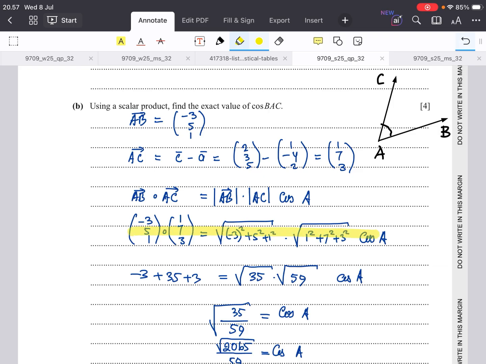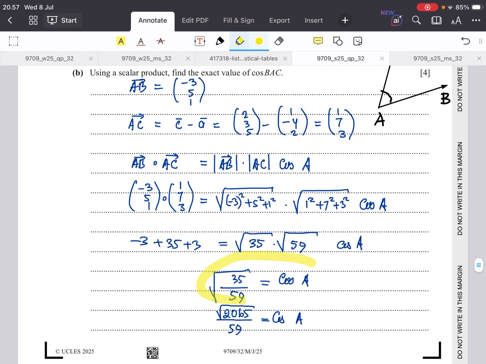So this is the process for the scalar product. I think it's easy to be done. -3 times 1, -3, plus 5 times 7, plus 35, plus 1 times 3. It's 3. And then this is how to find magnitude or length of a vector. And then cos alpha. Then I think this is easy to understand. Just use algebra. And then we can find that the exact value of cos A is square root of 2065 over 59.